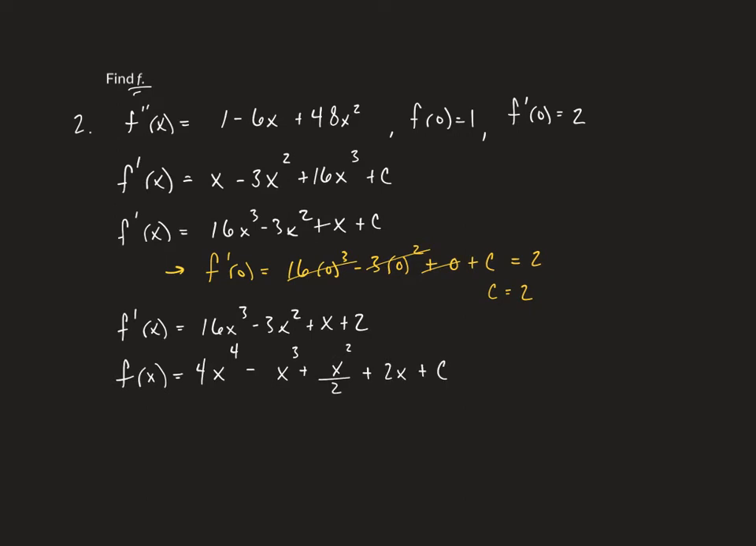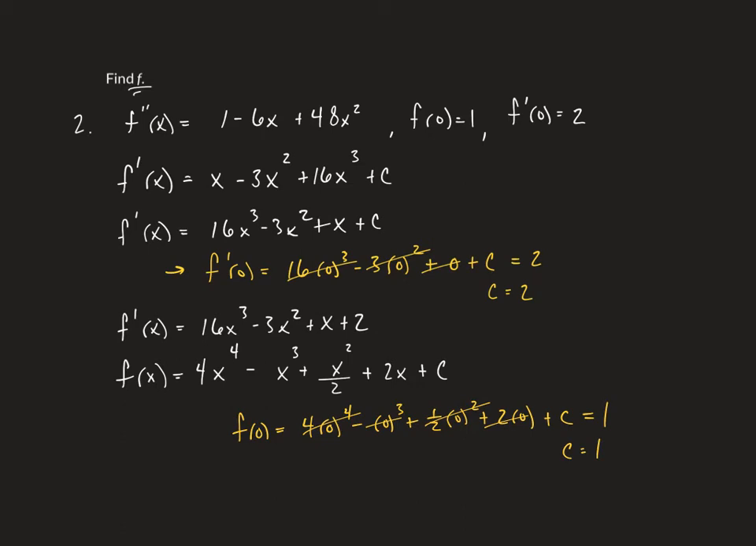Okay, and then we're given a piece of information that's going to help us, and that's that f of 0, and this is my f of x function, has to equal 1. So I'm going to do some work here to figure out what c would have to be. Well, f of 0 is going to have to be 4 times 0 to the 4th minus 0 to the 3rd plus 1/2 times 0 squared plus 2 times 0 plus c, and that's 1. And so this is 0, 0, 0, 0, c equals 1.